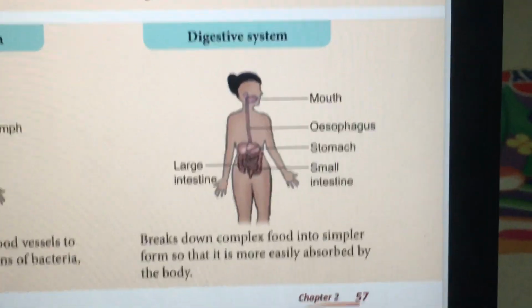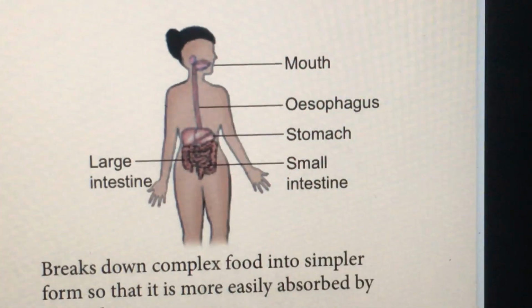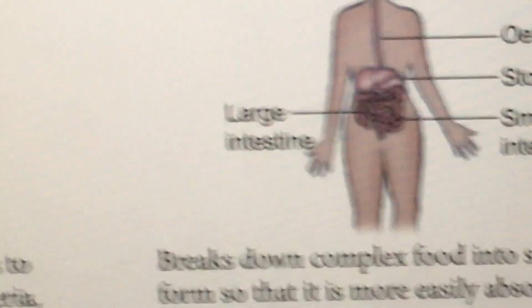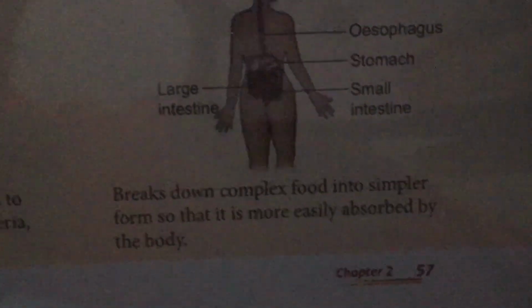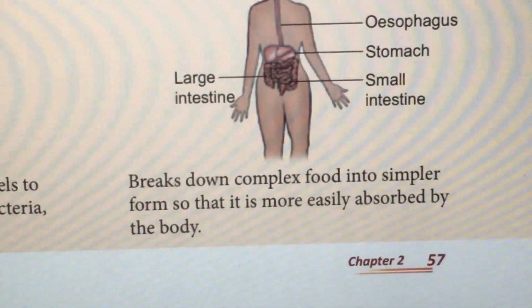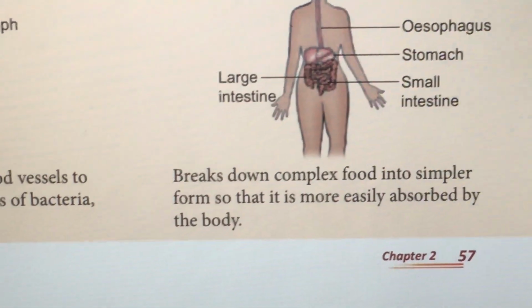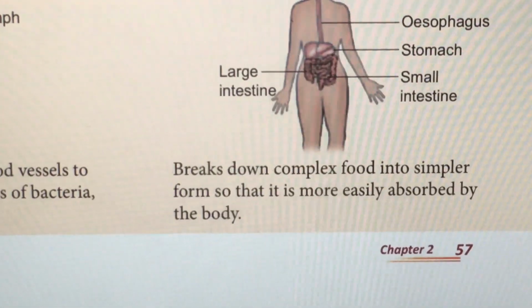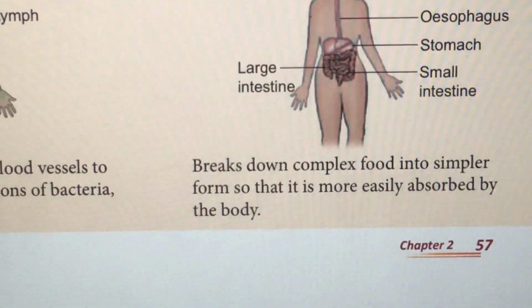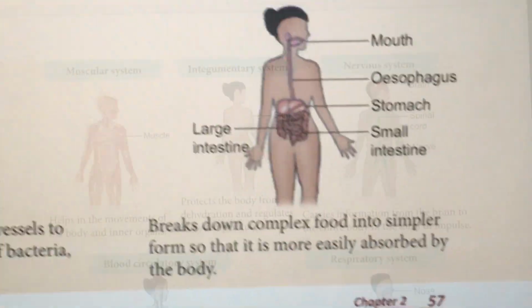Digestive system, sistem penghadaman. Kita ada mouth, mulut, esophagus, stomach, perut, small intestine, usus kecil, large intestine, usus besar. So the function is to break down complex food into simpler form so that it is more easily absorbed by the body. Dia memecahkan makanan yang kompleks kepada bentuk-bentuk yang mudah supaya lebih mudah untuk dihadam, lebih mudah untuk diserap, absorb oleh badan.